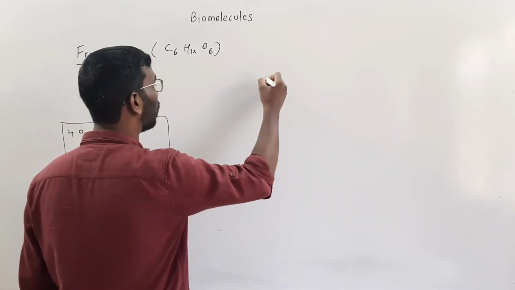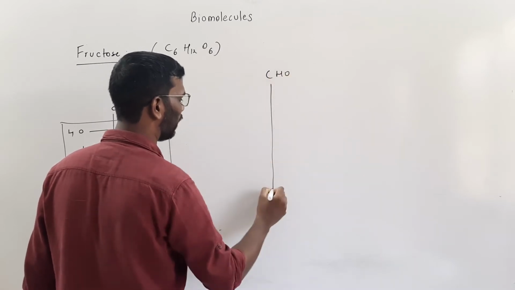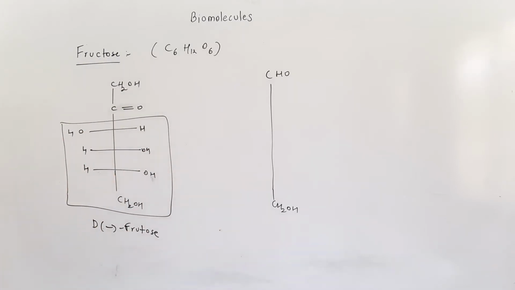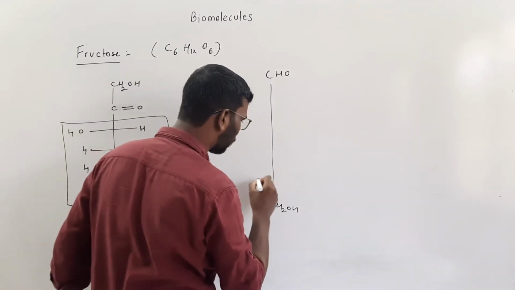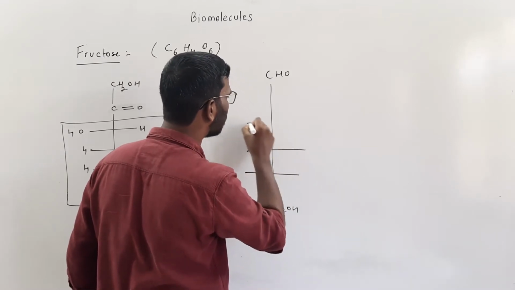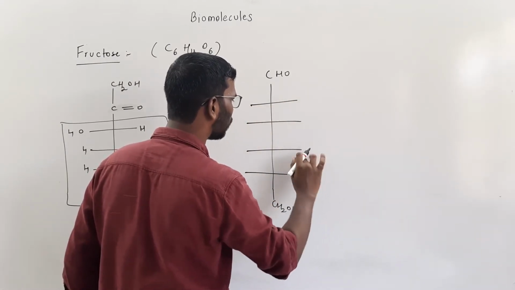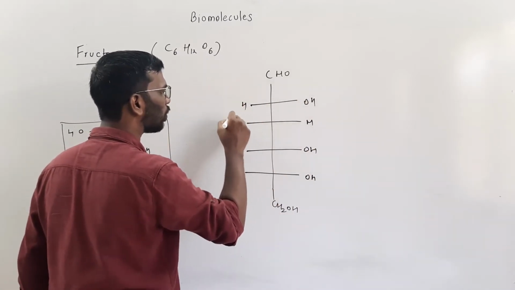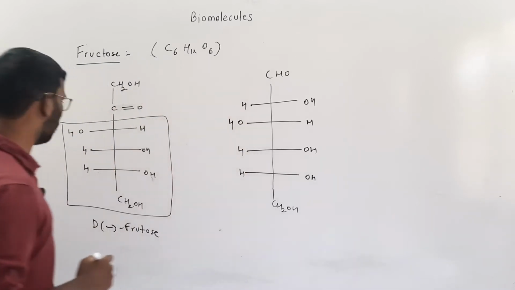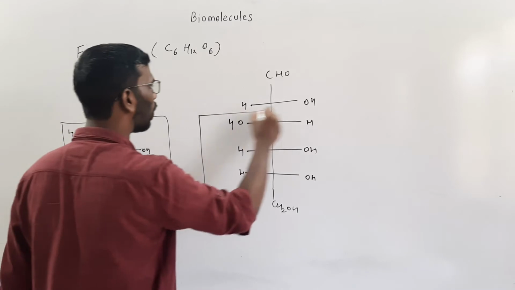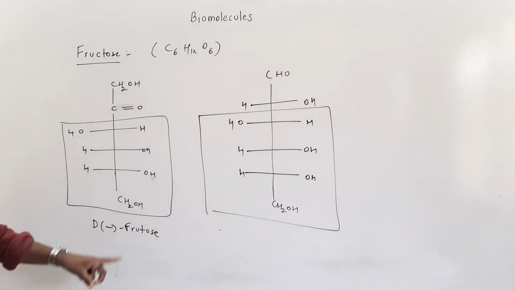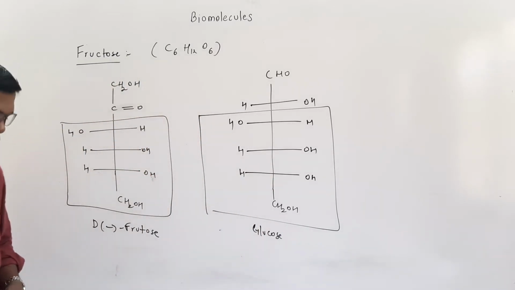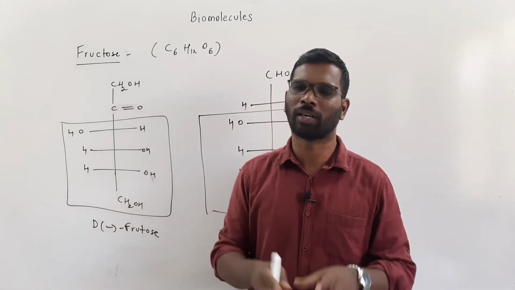If I want to write the structure of glucose, it is this way, no? CHO, then CH2OH, it is this way, right? OH, OH, H, OH. Is it not? It is this way. So this part is the same. The only change is at the top part, this is the glucose. So this is how we can differentiate. This is how we can compare both the structures and remember.